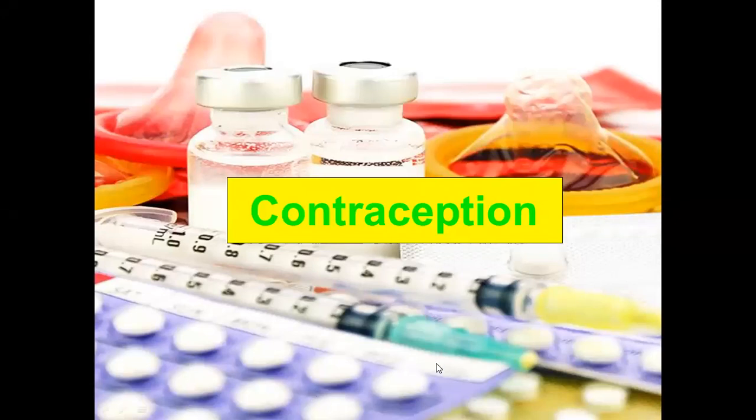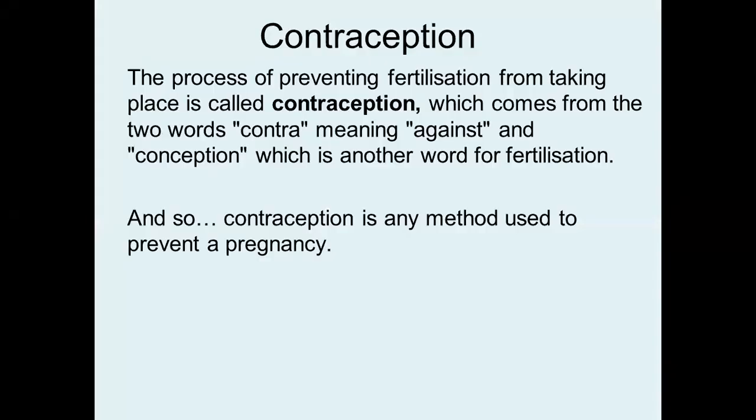Okay, so we finished human reproduction processes and structures, and we have two sections left in the human reproduction section. One is contraception, and the second one is sexually transmitted infections. So let's start with contraception.